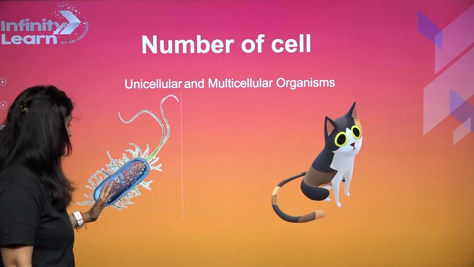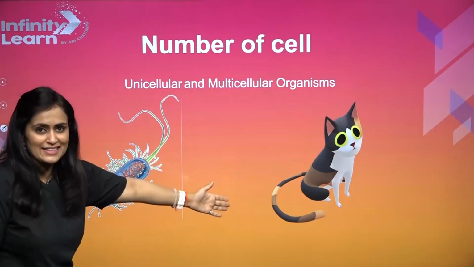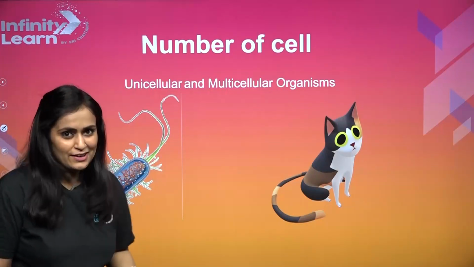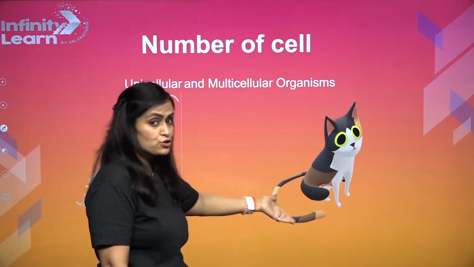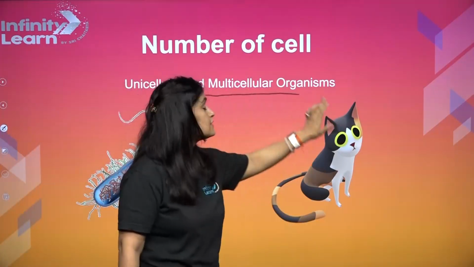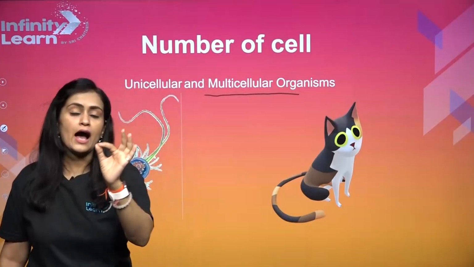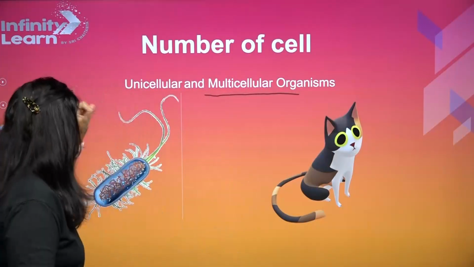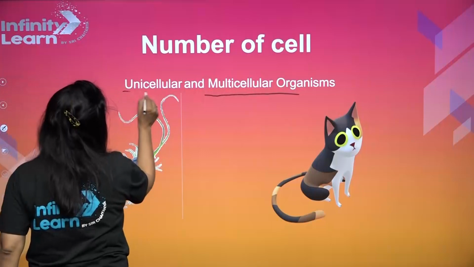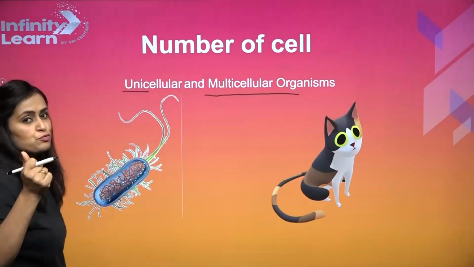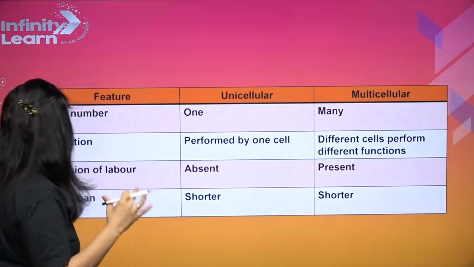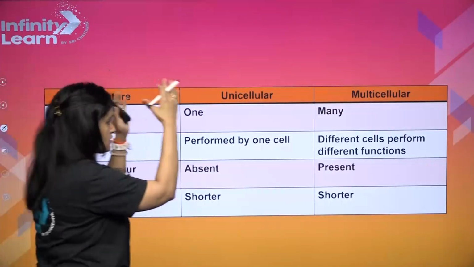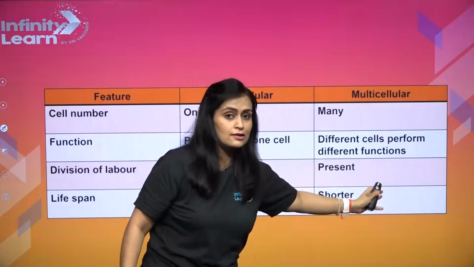Unicellular like your bacteria, or multicellular like your cat or you or your dog. Any complex organism, or even your rose plant or the tulsi plant that you have. All of us are multicellular. Multi having many cells, uni having single cell. Let's understand this with the help of a table in short time. So what is there in unicellular and what is there in the multicellular?